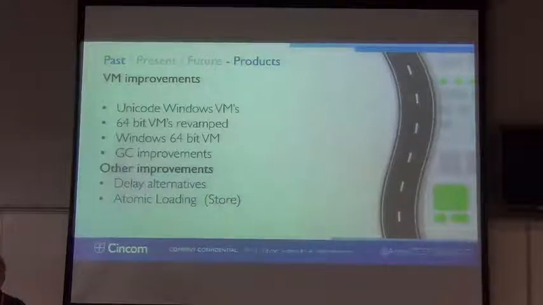In the past, we've done a number of VM improvements, Unicode Windows VMs. We revamped and greatly improved our 64-bit VMs, introduced a Windows 64-bit VM, which a lot of people use. We made improvements in our garbage collection. Some other things we did were alternatives to delay for some specific needs, and atomic loading as part of store, load it all at once.